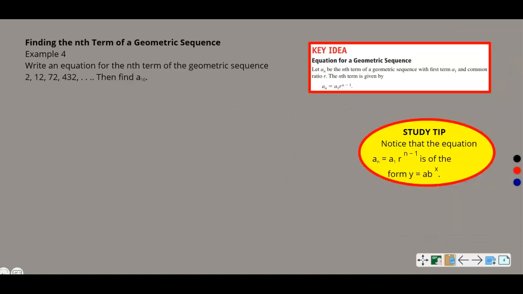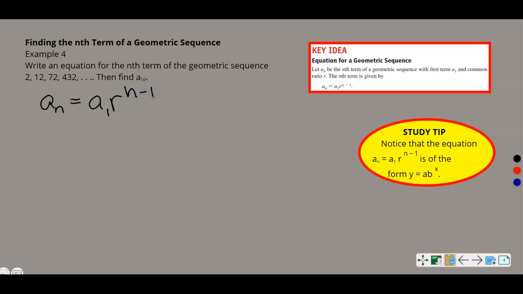Example 4, write an equation of the nth term of the geometric sequence. So we've got 2, 12, 72, and 432. Then find a sub 10, or our 10th term is what it really is. a sub 10 is just our 10th term. All right, so key idea here is a reminder of the general equation. So let's go ahead and write that down. If I need the nth term, then I'm going to need my first term times my common ratio raised to the n minus 1 power.